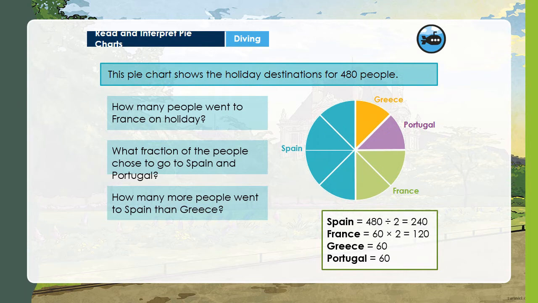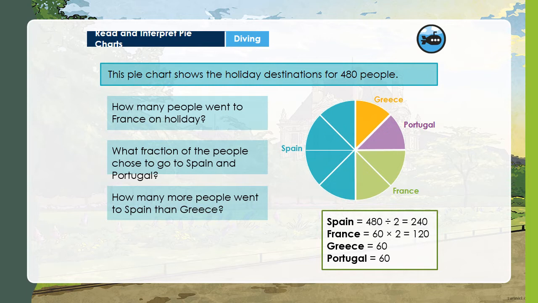We can work out from there how many people went to each destination. How many people went to France on holiday? Well, if we know that one segment is worth 60, we can see France is worth 2 of those, so 2/8 of our pie chart, which makes it 120.